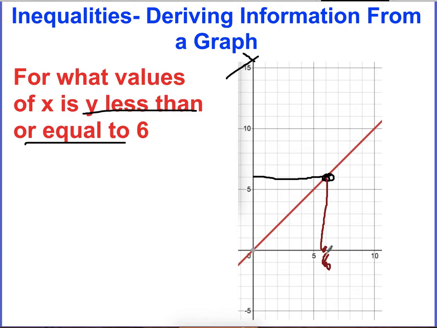Sometimes that happens. Usually it doesn't, but sometimes it happens too. So I want y to be less than or equal to 6. So less than, I want that to be going down because I want the y values to go down. So that means that the x values are also going to be going to the left or going down. So x is also going to be less than or equal to 6.